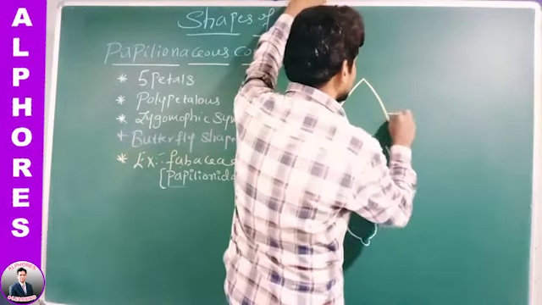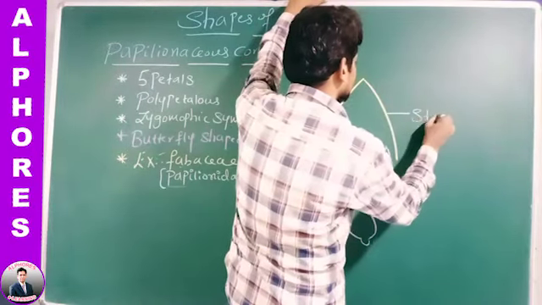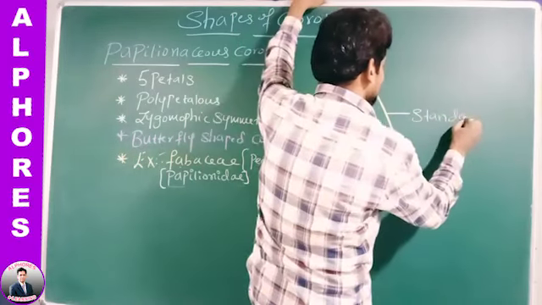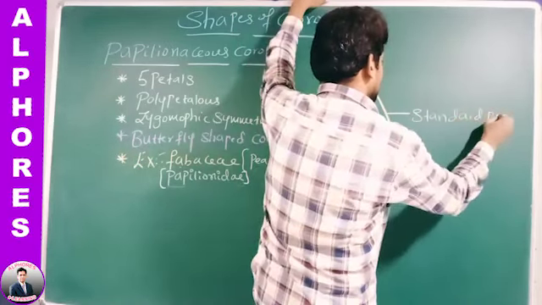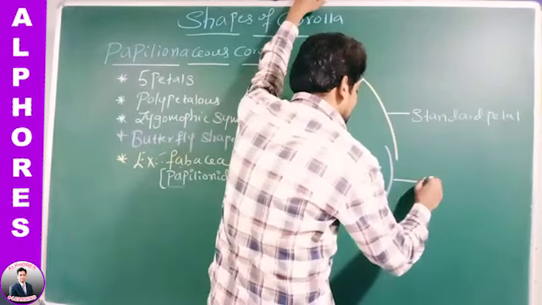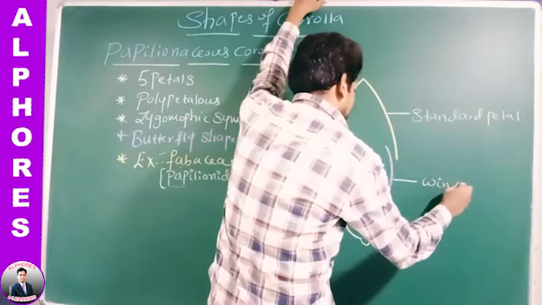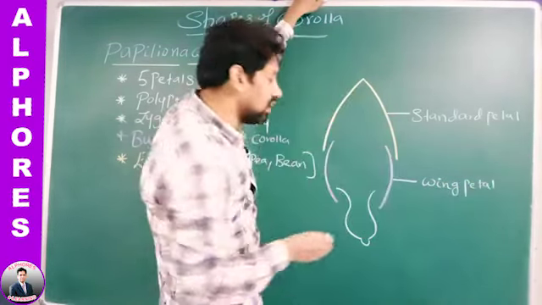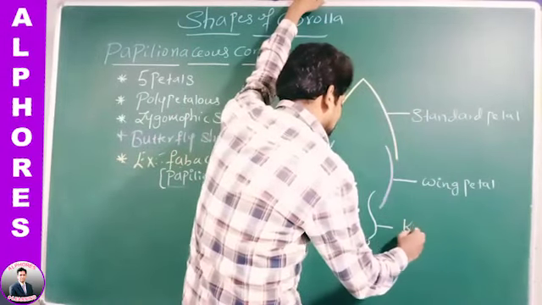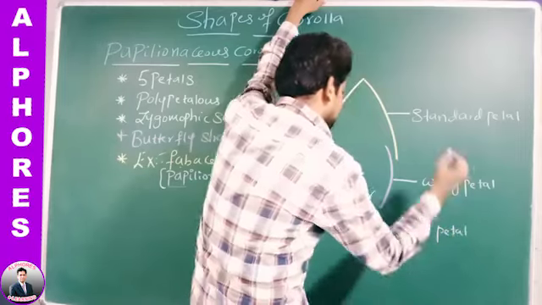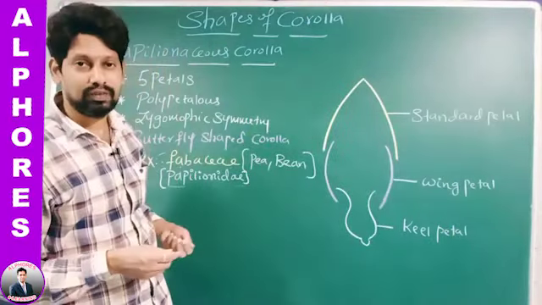What are the 3 types, sir? First one is a standard petal. Second one is a wing petal. Third one is keel petals. I am writing keel petal. Okay, right?